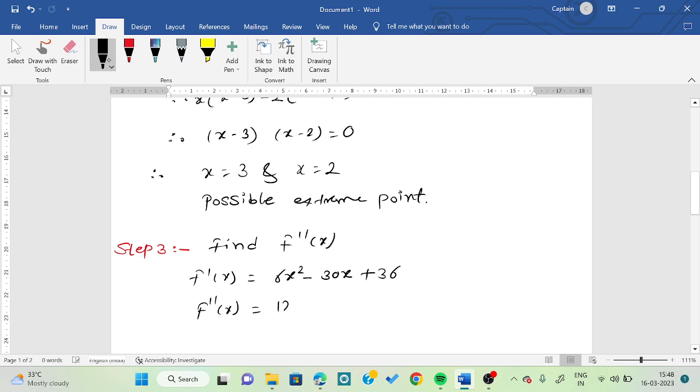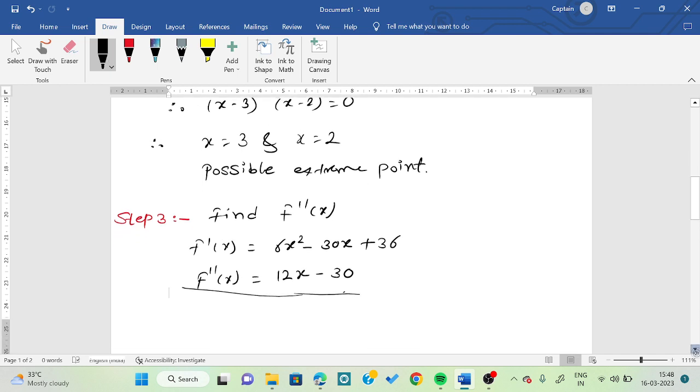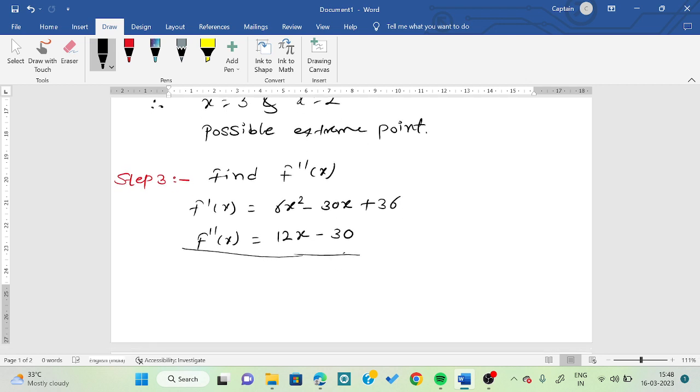Then f double dash of x is 12x minus 30. So this is f double dash of x. Now step number 4 will be, we are going to check. I hope you are clear with this. First step is finding f dash. Then put f dash is equal to 0. We are getting two extreme points. And then I am finding f double dash.